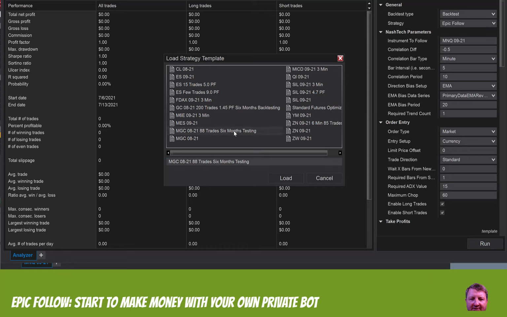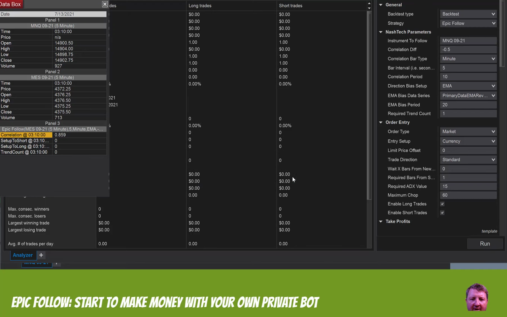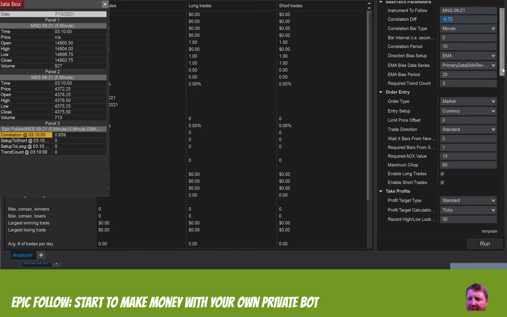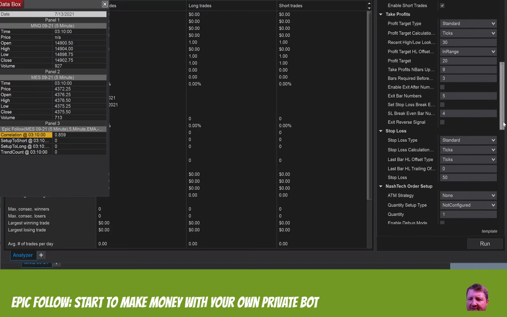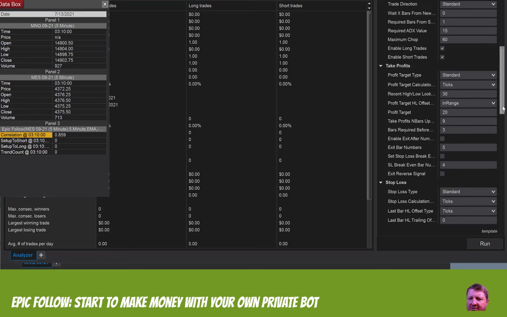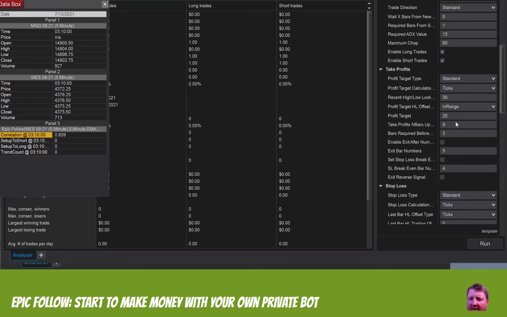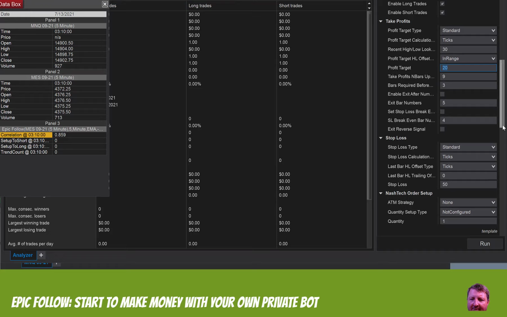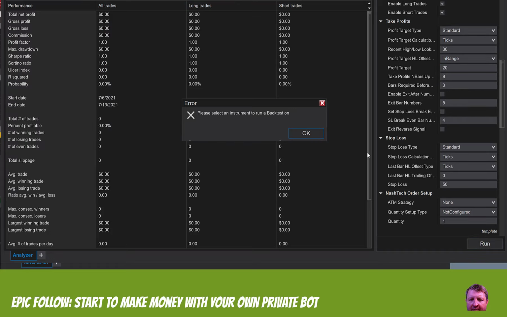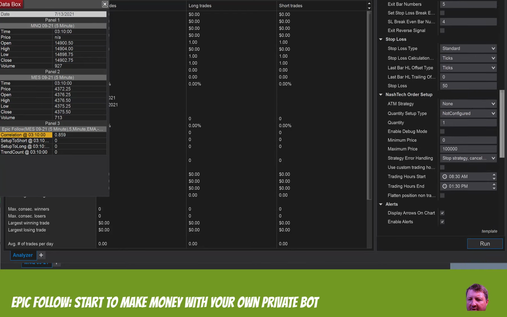So here, this is kind of what we were looking at. This was 88 trades, 6 months of testing, MGC with MNQ. So that was 0.75. It's a little slightly different than what we had. And we were looking at profit targets of, looks like we have a profit target set here of only looking for 20 ticks. So shouldn't be too hard. And we actually leave a wider stop loss. So this is more of a scalping setup, really. Please select an instrument. Let's see, MNQ.